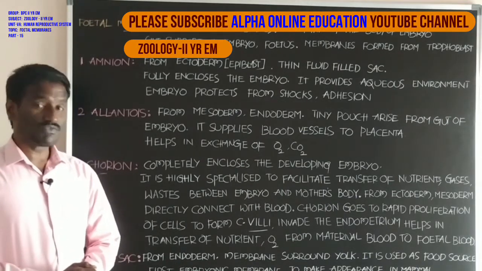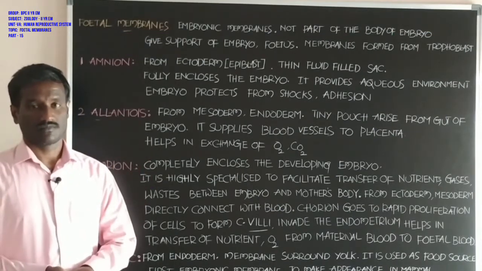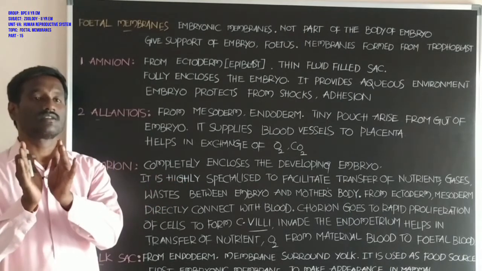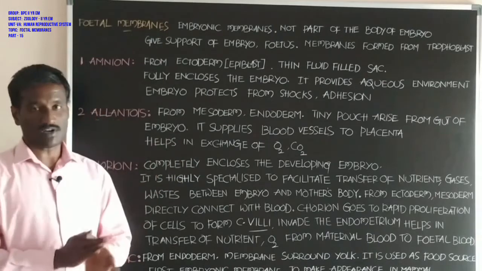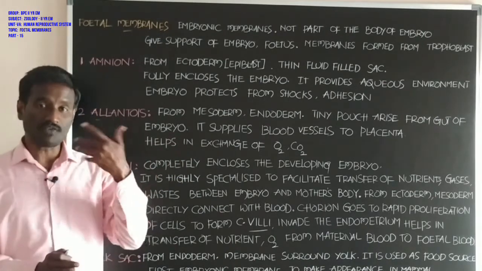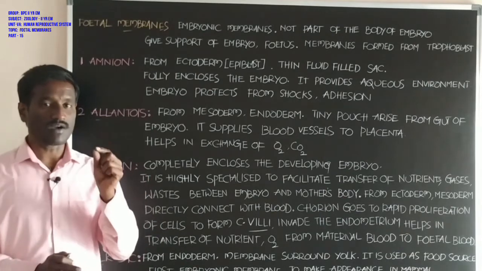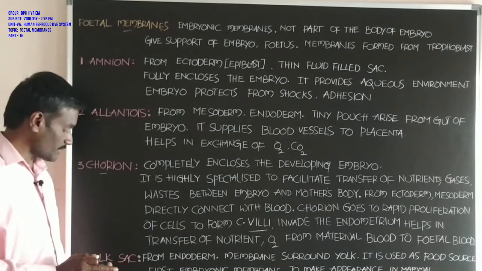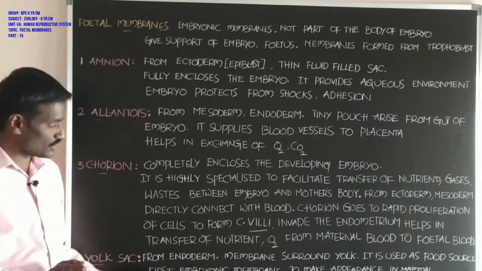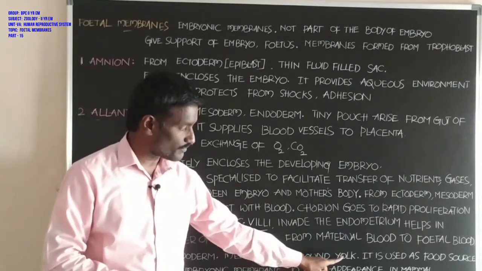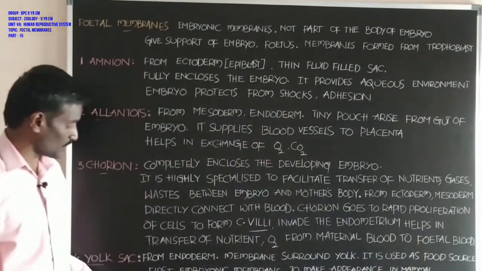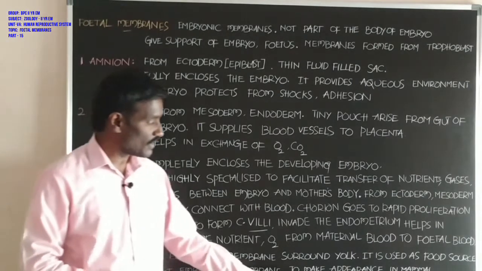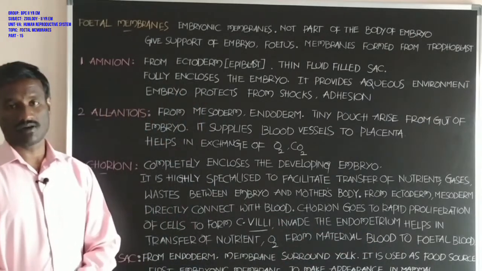Okay, students, after the formation of the placenta, maternal blood supplies the nutrients to the fetal part. Before the formation of the placenta, food particles are received from the yolk present in the yolk sac. The membrane surrounds the yolk and is used as a food source, and it is the first embryonic membrane to appear in mammals.